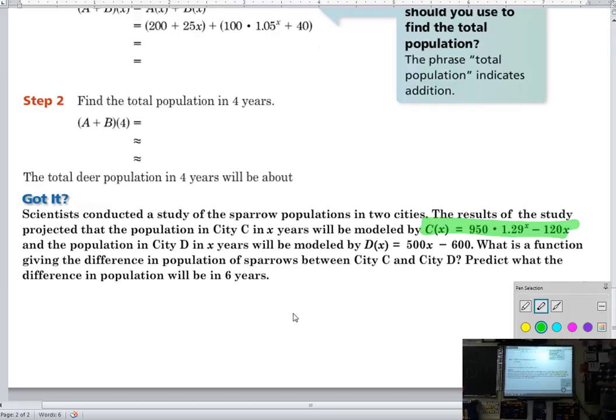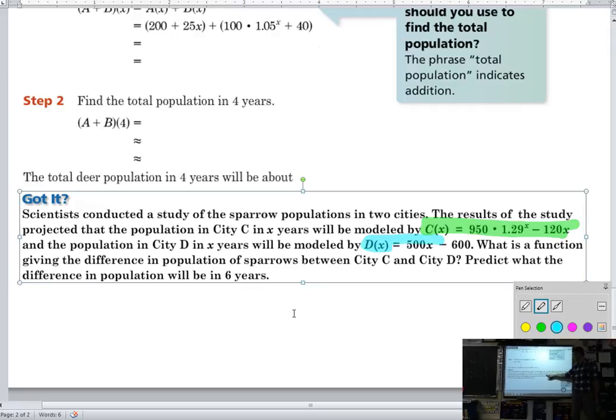Is that an exponential function? It is exponential. We have our coefficient, our base, and then a little, almost like a linear piece of it. And then we have function d of x, which is linear.